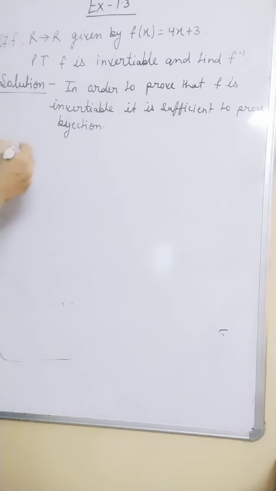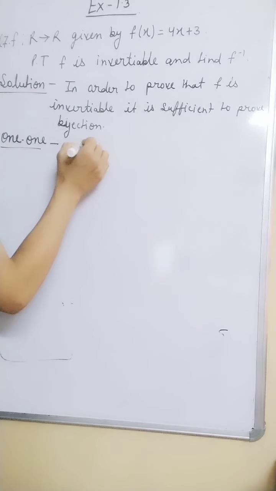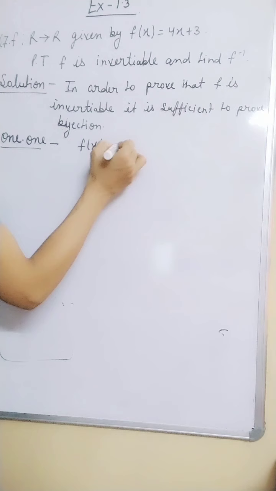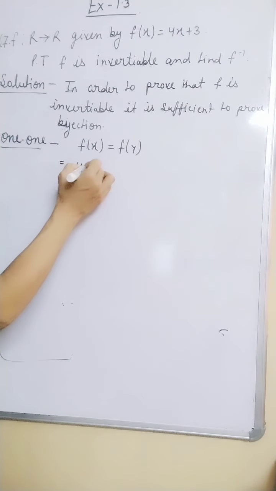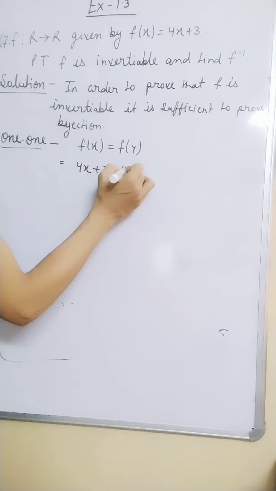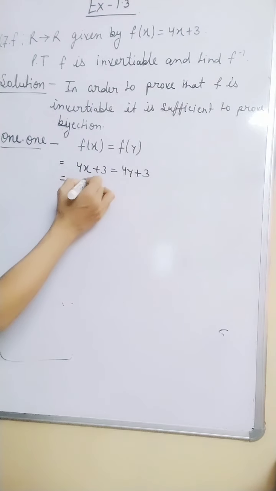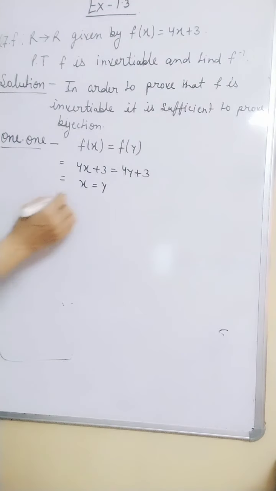So first for 1-1, or injection, you can say, we will take f(x) is equal to f(y), right? And if f(x) is equal to f(y), then we can write 4x plus 3 is equal to 4y plus 3, right? So we can write that x is equal to y. What we are getting, x is equal to y. It means this function is 1-1.